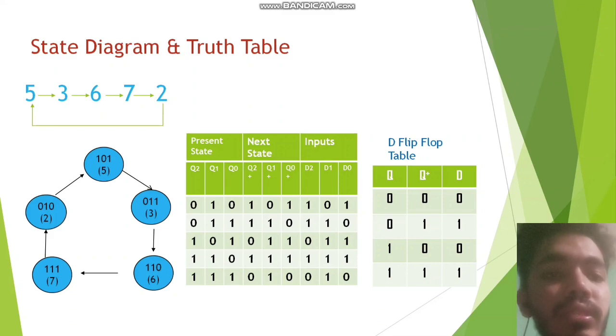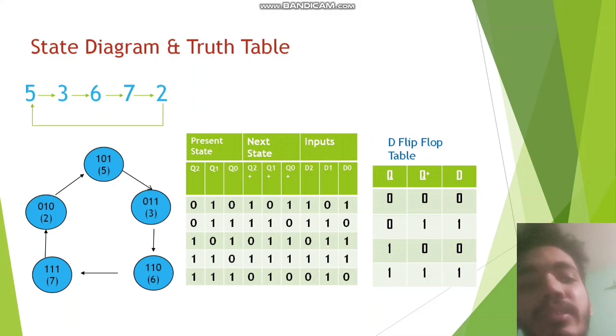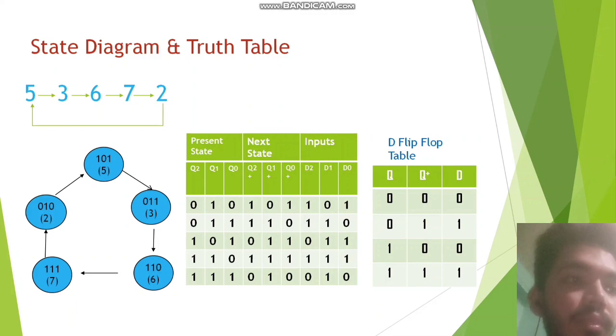Q naught 0 1 is equal to 1, 1 0 is equal to 0, 1 0 is equal to 1, 0 1 is equal to 1, 1 0 is equal to 0. Then it works like the D flip-flop truth table, it comes from the D flip-flop truth table, it's constant. Then we go to the next slide.